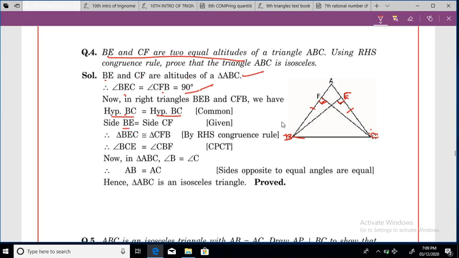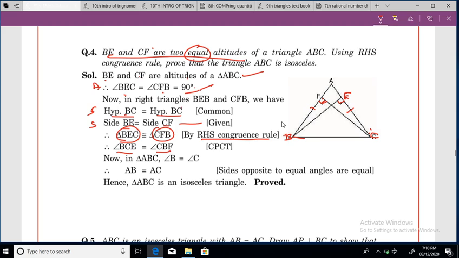Okay. So sides BE and CF are given here. What it means, BE and CF are equal. So it is given. One is 90 degrees and one is the hypotenuse here, and the third one is a side here. So by SAS congruency rule or RHS congruency rule, we say that triangle BEC is congruent to triangle CFB. When we say that these two triangles are congruent to each other, we say that angle BCE is equal to angle CBF.